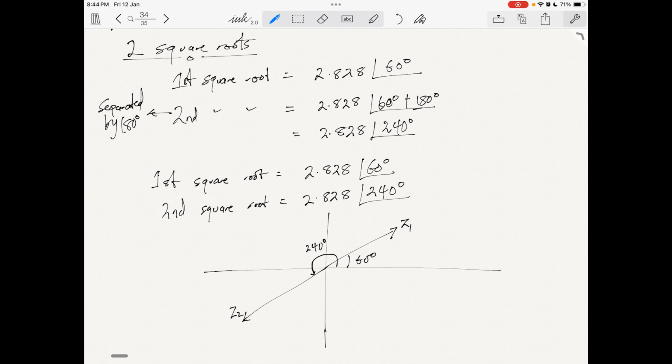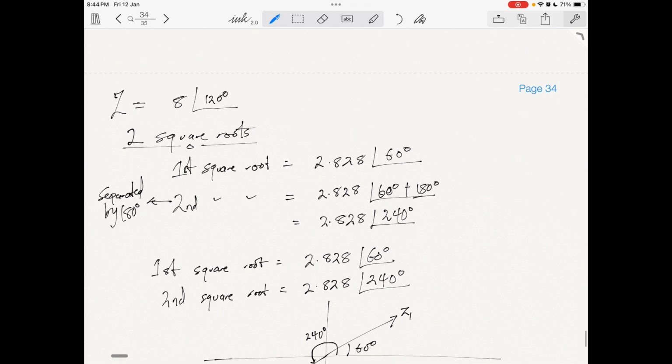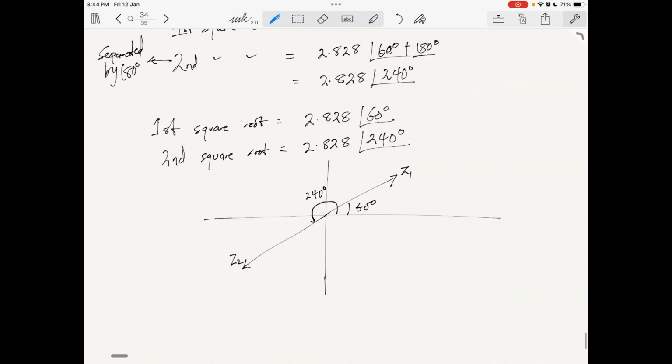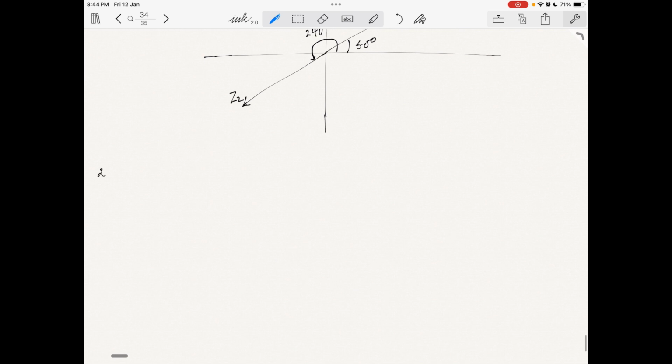Now to understand further, we want to apply the same question, but this time we want to find the three cube roots of a complex number. So, given 8 argument 120 degrees, evaluate the three cube roots.